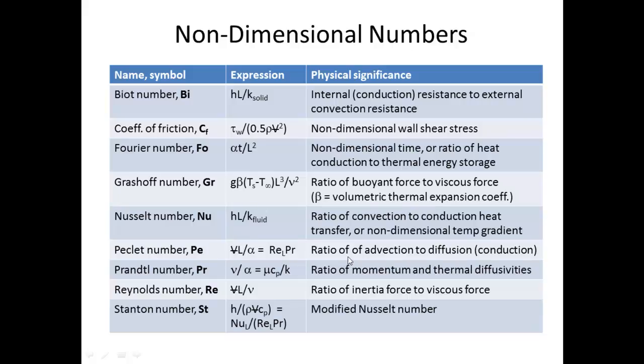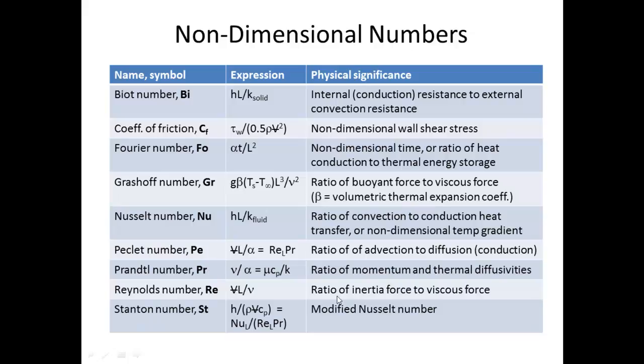The Peclet number is a ratio of advection to diffusion. Recall that convection is a combination of advection and conduction. So a comparison of these two phenomena is given by the Peclet number. It is expressed in terms of two other non-dimensional numbers, the Reynolds and Prandtl number. So the product of Reynolds and Prandtl is called the Peclet number. The Prandtl number is the ratio of the momentum and thermal diffusivities. In other words, it's the ratio of the kinematic viscosity and the thermal diffusivity, and we have seen that this is related to the relative thickness of the velocity and thermal boundary layers in laminar flow.